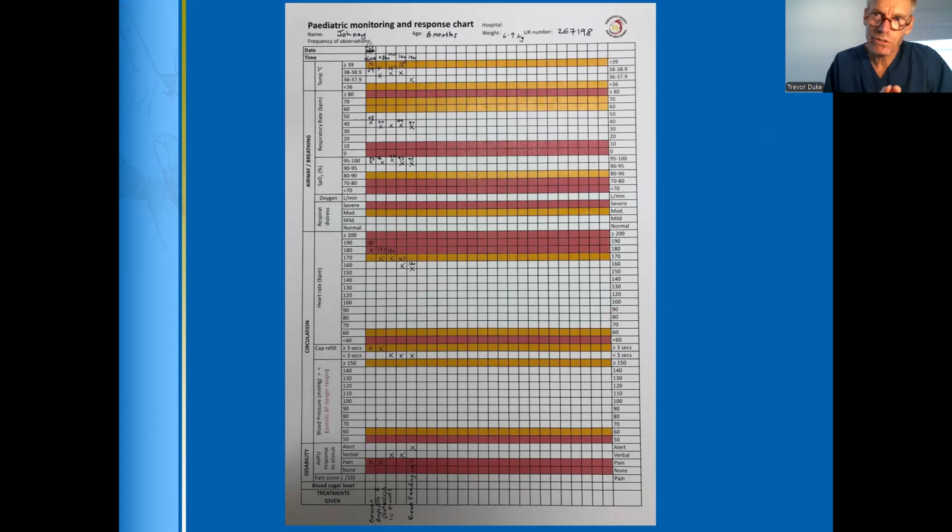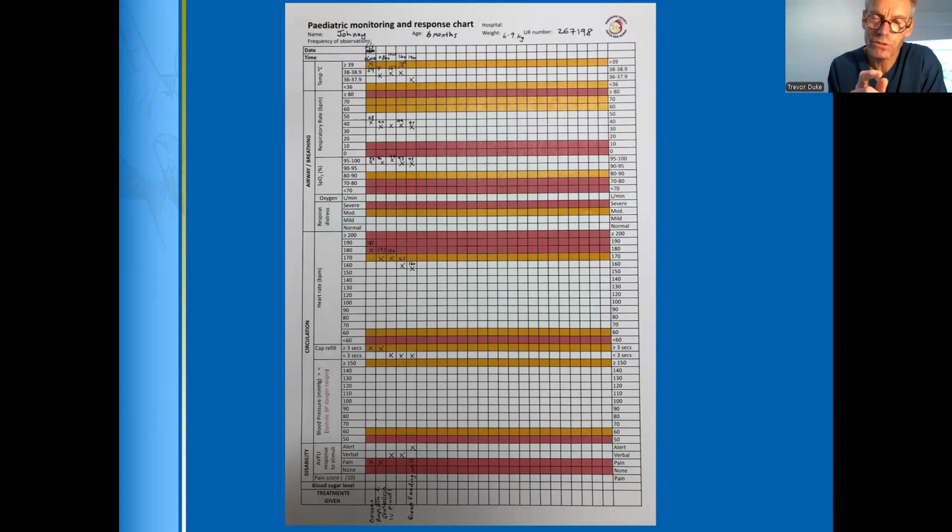So this sort of chart tells you about the response of a child to treatment, but it also enables you to detect a deteriorating patient. And so if the observations were going from the white zone to the amber zone or to the red zone, then you'd be more concerned. And it's called a monitoring and response chart because it demands a response.